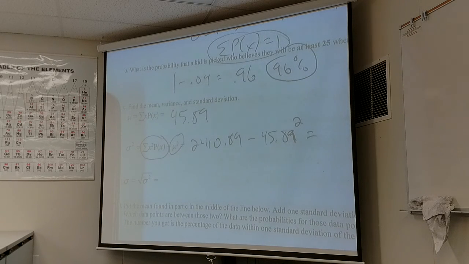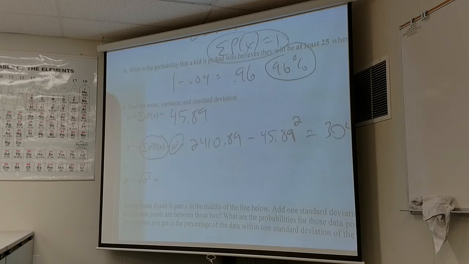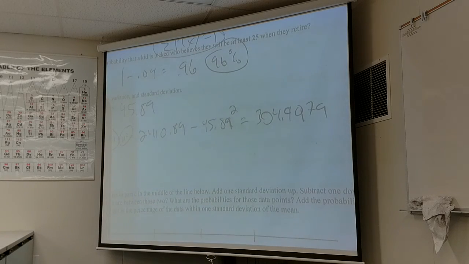304.9979. Yeah, what'd you say, 304.1079? 9979. Oh, I left out the 0.89. Good job, Jeff. 9979, yes. There you go. That was easy.